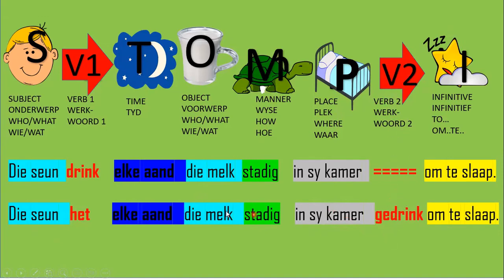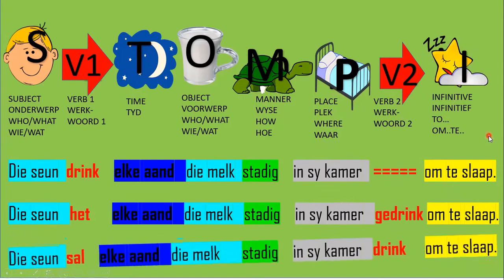Do you see? A reminder, die seun blou, drink rooi, elke aand, every evening, dark blue, the milk, the object, same color as the subject, die manner, groen, green, in sy kamer, this light, almost white color, and verb 2 rooi, and om te slaap, the same yellow color as the yellow star that is sleeping.